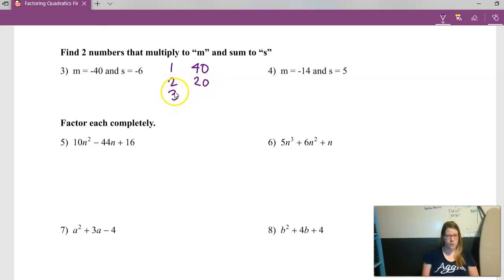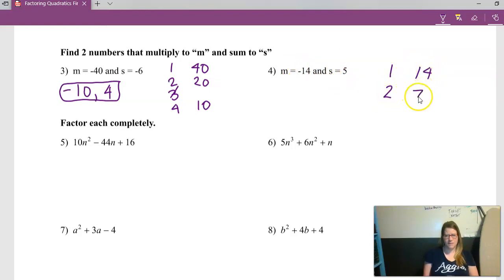We could do, no, 3 won't go into 40. We can do 4 and 10, and there we go, because 10 minus 4 is equal to 6. We would want our 6 negative when we add these together, so we would make our 10 negative and our 4 positive, so that when we add them up, we do get that -6. On number 4, factors of -14 that add or subtract to 5. 1 times 14, 2 times 7, and there we go, because 7 minus 2 is equal to 5. So if I just make the 2 negative, those two work perfectly.